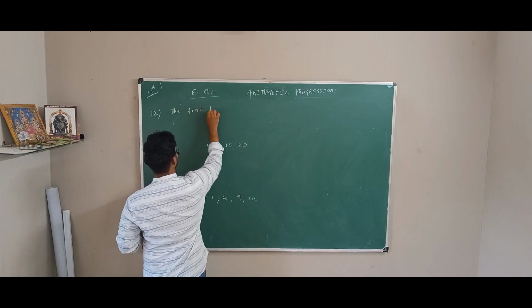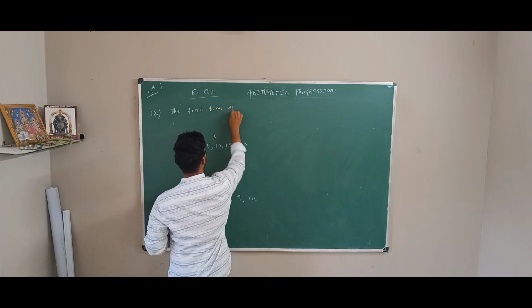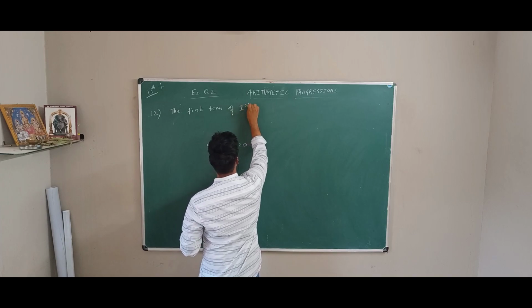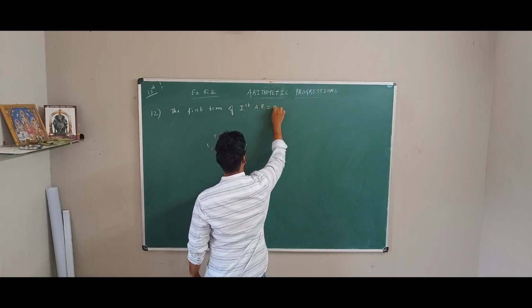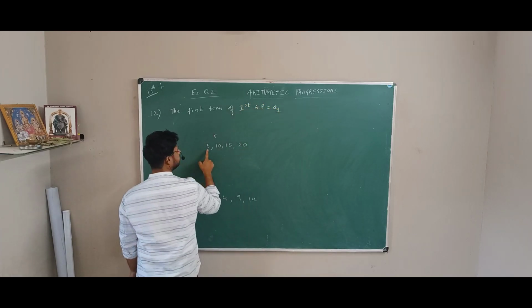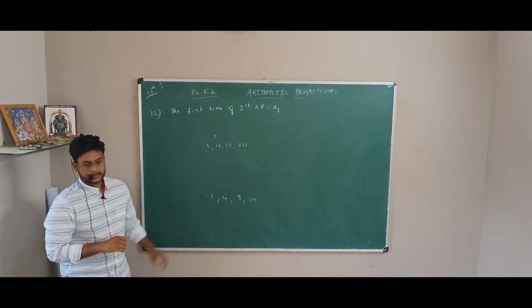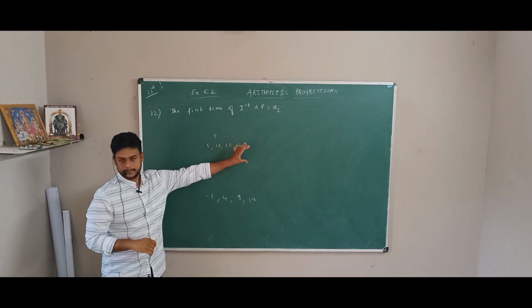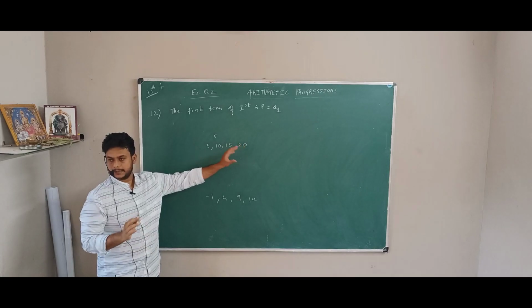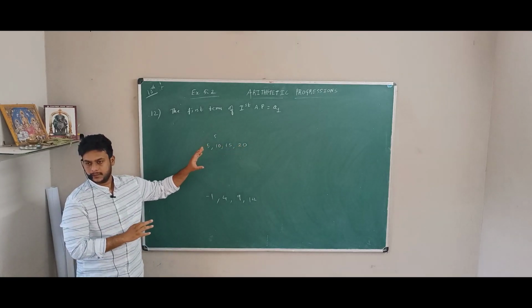So the first term of the first AP, I will take it as A1. I will take this 5 as A1. This is the first term of the first AP. Understood or no? See, like this no one will teach.